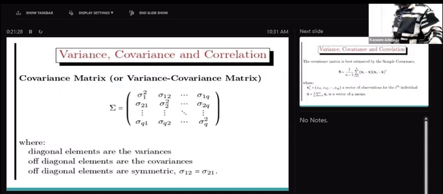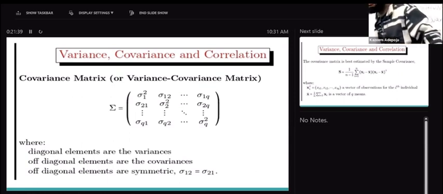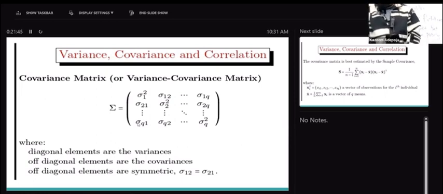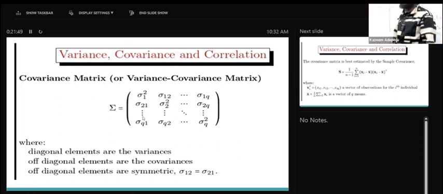Because we're going to have a lot of variables involved, we need the idea of the variance-covariance matrix. If you take a look at the diagonal of the variance-covariance matrix, those are the variances. The variance of x1 is sigma 1 squared. The variance of x2 is sigma 2 squared.